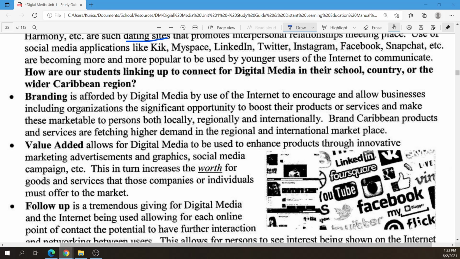By use of the internet to encourage and allow businesses, including organizations, the significant opportunity to boost their products or services and make these marketable to persons locally, regionally, and internationally. Brand Caribbean products and services are fetching higher demand in regional and international marketplaces. Good. So what is branding? Basically, putting the name of your business or company out there. Right.